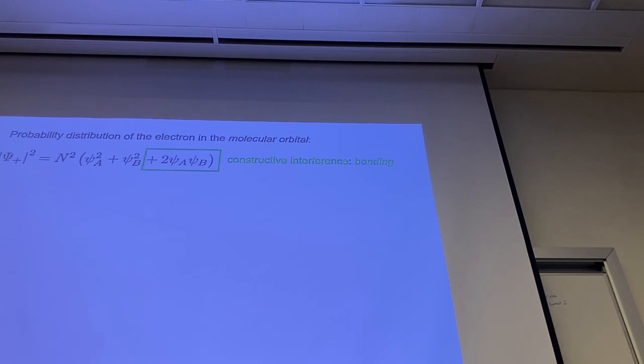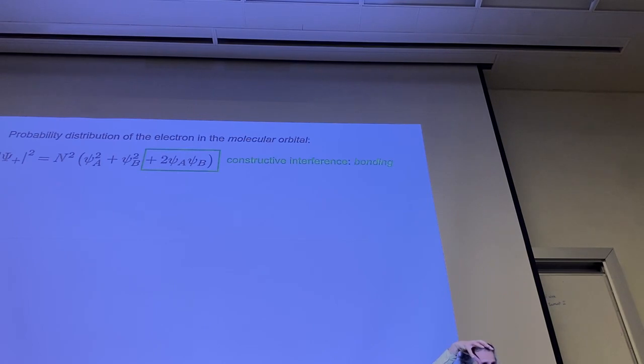Okay? That's the constructive one, of course, because I get something extra. This extra term, in this green box, is an extra probability that I'm getting because of the constructive interference. So, it's not just adding one plus the other, and then that's it. No, there's an extra term, which is maximum exactly in the middle, because there the overlap is the highest. I get an extra electron probability smack in the middle between those 2 atoms.